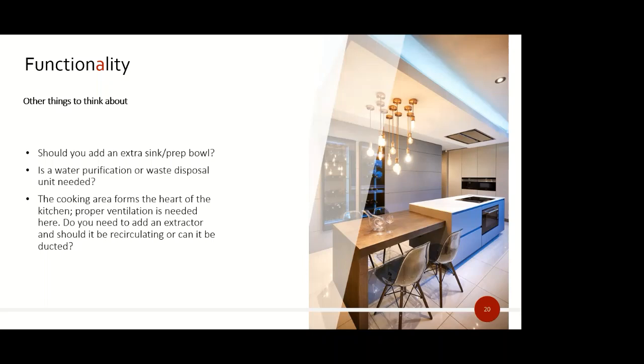And of course, the cooking area is the heart of the kitchen. You're going to be generating a lot of heat there. So ventilation is very important. You need to consider maybe adding an extractor, or also look at the natural flow of air in the kitchen that can assist with the disposal of the heat there in that area.